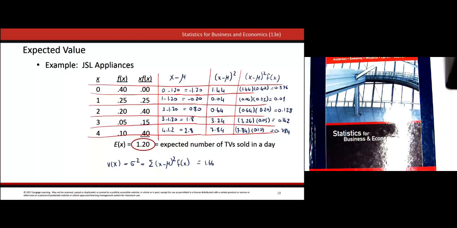As you see, expected value is 1.2, but x cannot be 1.2. Random variable x is either 0, 1, 2, 3 or 4. But expected value doesn't have to be a value the random variable can take. And variance is 1.66 TV squared. Then the standard deviation is the square root of the variance, which is 1.288 TV.